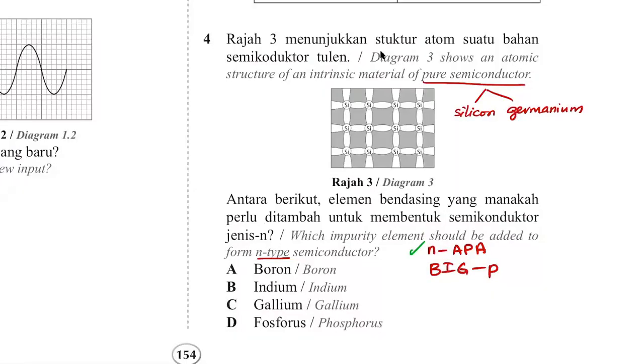So tulis balik sana. This one is arsenic, phosphorus, and this one is antimony. Even though dia punya symbol of element for antimony is Sb. Okay, so we usually say dia punya commercial name antimony.